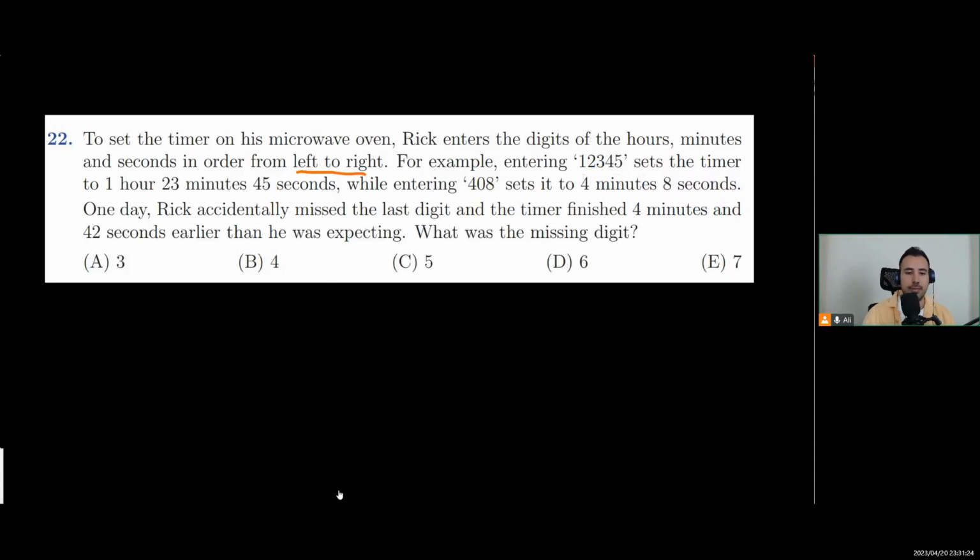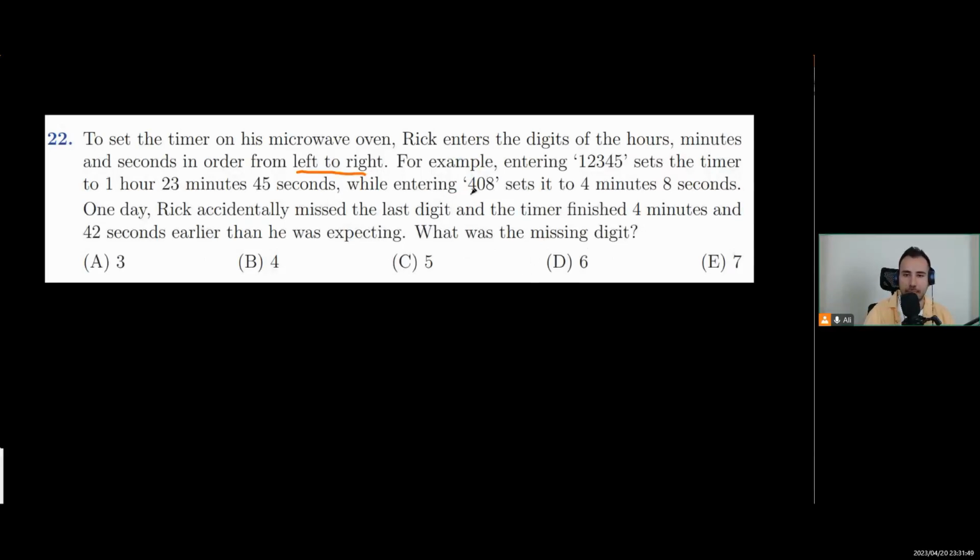Okay, so if we have 408, the first two, these two will be seconds, this 4 will be minutes. And now what happened? One day, Rick accidentally missed the last digit. And the timer finished 4 minutes and 42 seconds earlier than he was expecting. What was the missing digit?